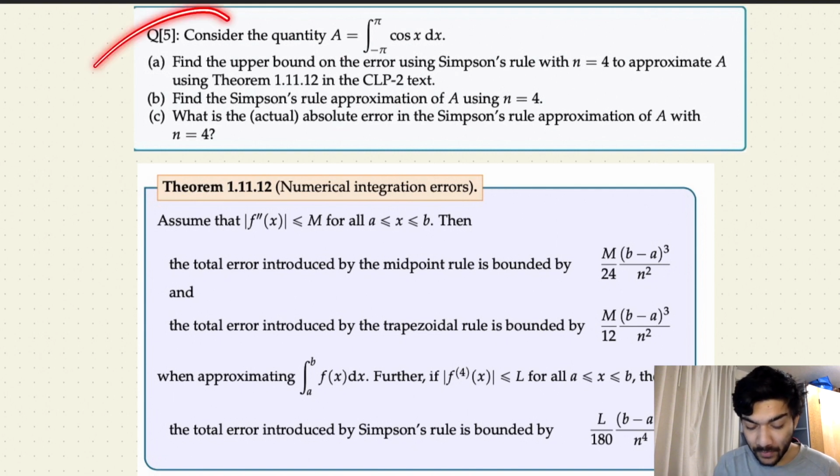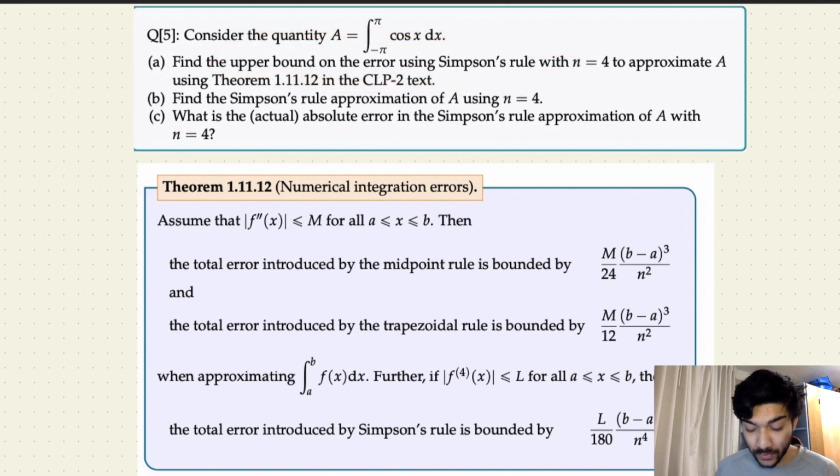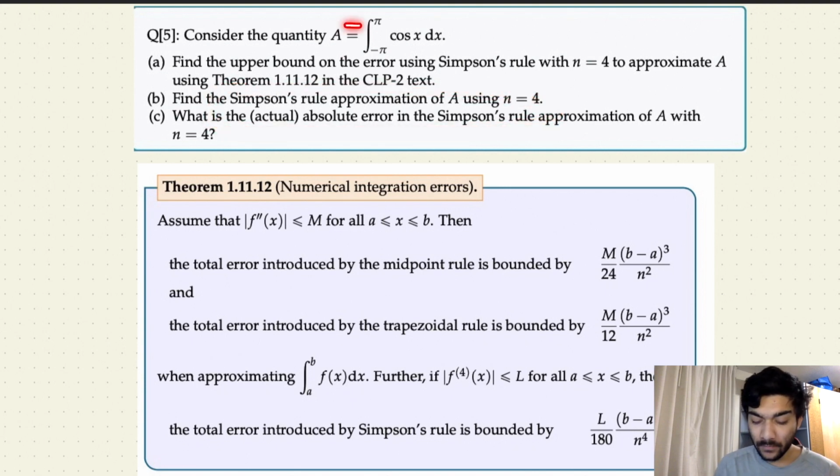So let's continue our previous video and do one simple question on numerical integration. In this question, we will do two calculations. One will be calculating the upper bound on the error using Simpson's rule, and the second will be calculating the Simpson's rule approximation of this definite integral over here. So this question will be divided into two videos.